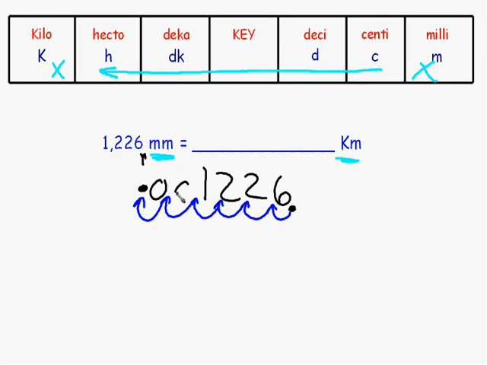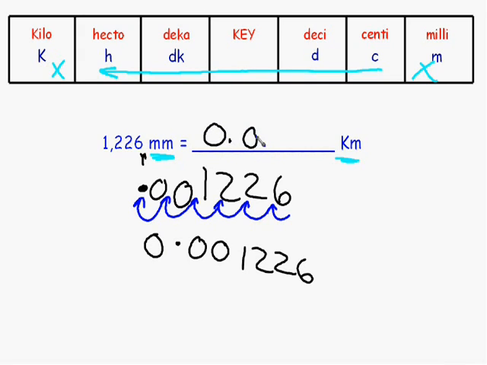Fill your buckets with zeros. Rewrite your naked number after erasing your original decimal. Throw a 0 in front of that decimal, and there you have it. 1,226 millimeters is 0.001226 kilometers, a very small portion of a kilometer.